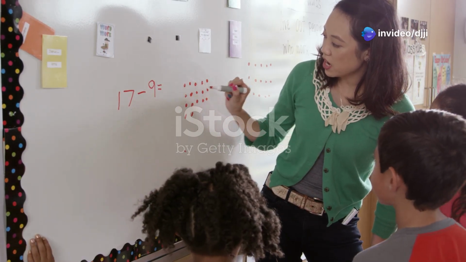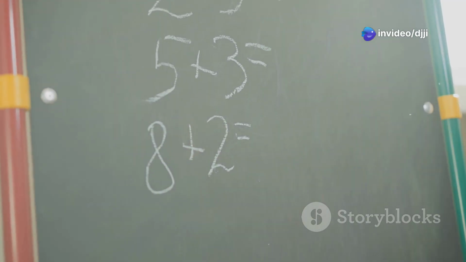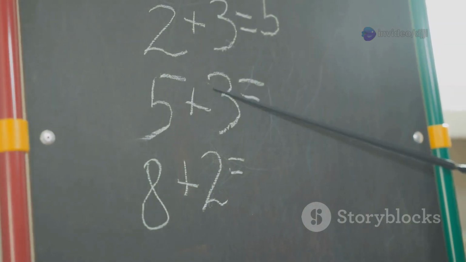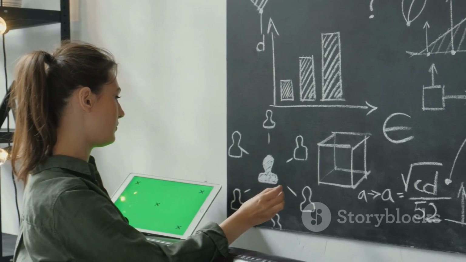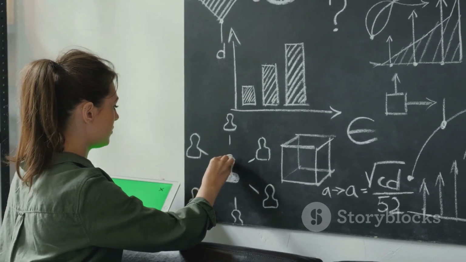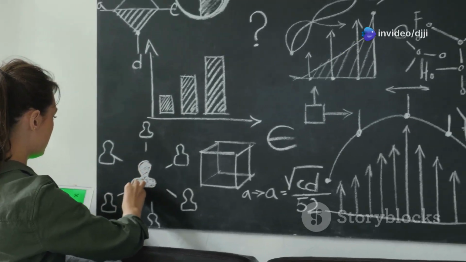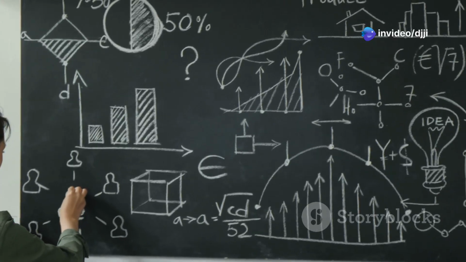Problem-solving strategies. Act it out. For problems involving sequences or order of operations, acting out the problem can help visualize the steps. Draw a diagram. For problems involving geometry or spatial relationships, drawing a diagram can help understand the problem.